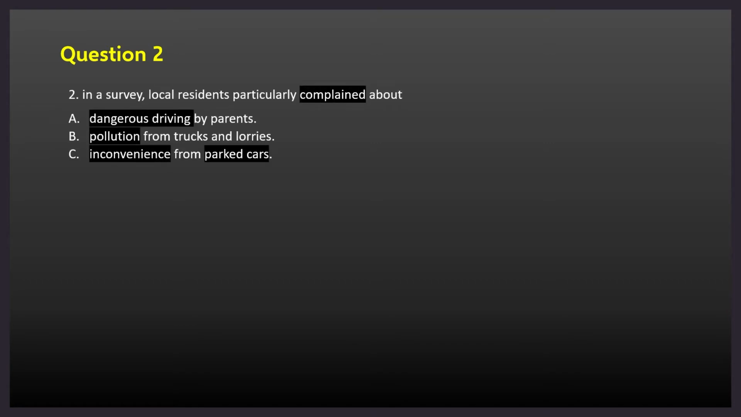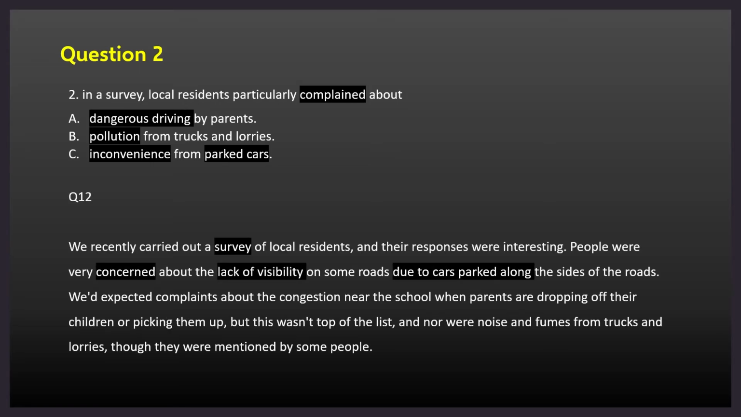In question 2, we talked about complaining, and we wanted to find out what did people complain about: dangerous driving, pollution, or inconvenience. Now in the script we can read that it says, we recently carried out a survey of local residents. The word survey is an indicator that question 1 is finished. If you missed it, you missed it. Now focus on question 2.